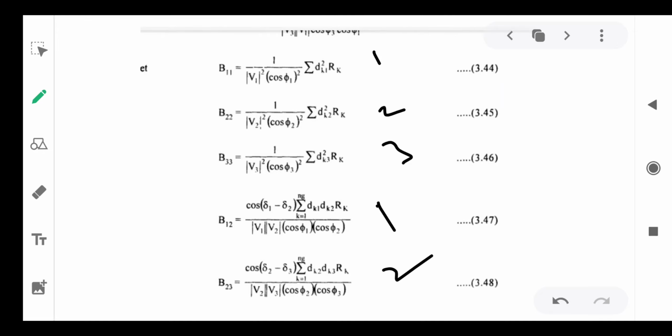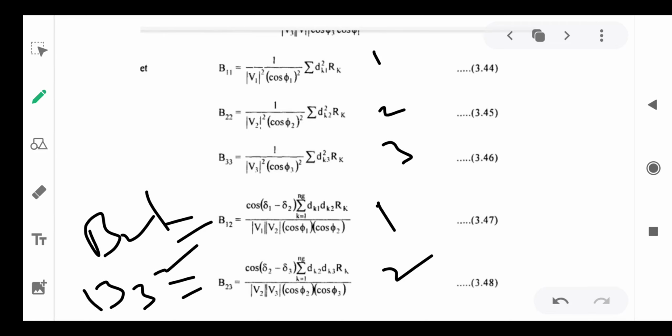Similarly B22 is 1 by V2 square and cos phi 2 square. So therefore let us use suffix terms 1, 2, 3 respectively for B11, B22, B33. These are all the diagonal elements. The off-diagonal elements are B12, B21, B23. So B12 is equal to B21, and this is equal to B32.